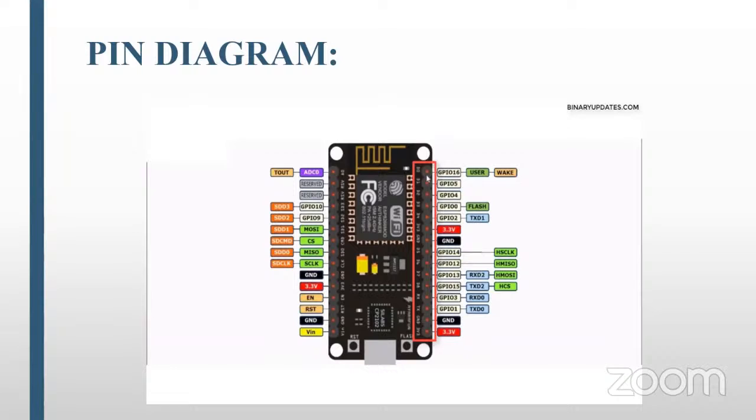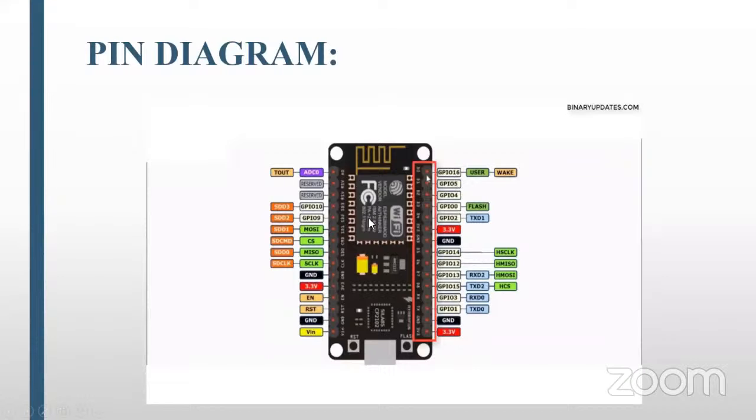Then this is the ESP8266 microcontroller. It has built-in Wi-Fi. Using that Wi-Fi, we can easily upload data to the cloud. If you upload the data to the cloud, we can access the data from anywhere in the world. But we definitely need internet on the transmitter section and the receiver section also.